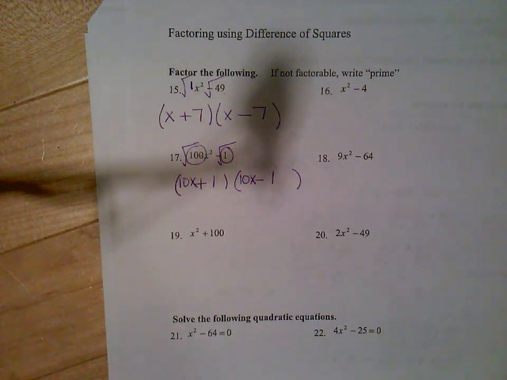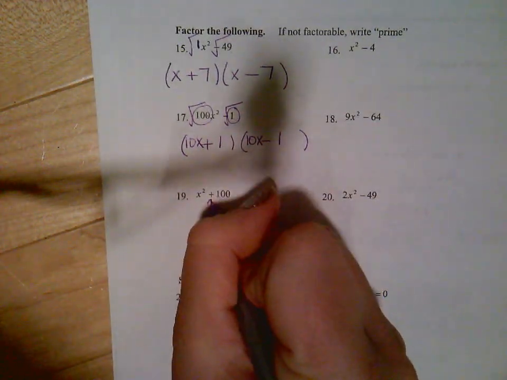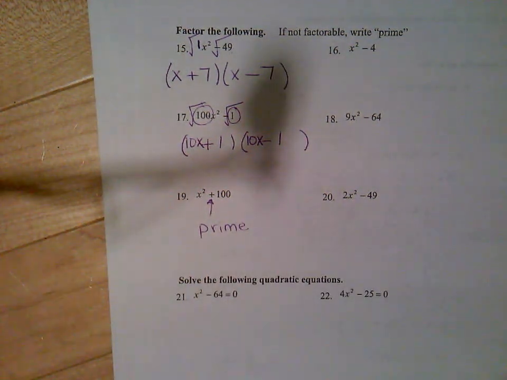There is something wrong on number 19. The plus sign makes this a prime. There is no way to factor that problem.